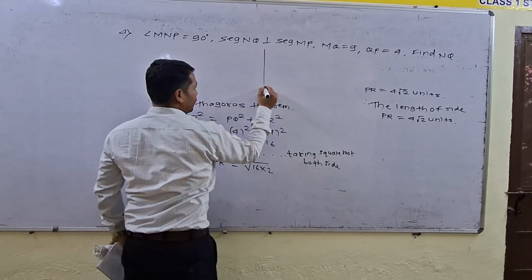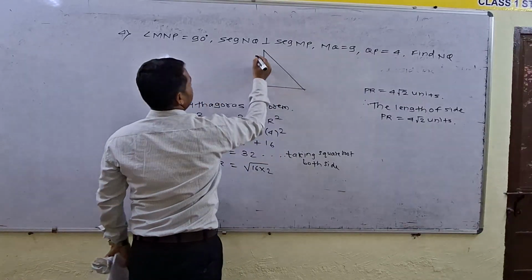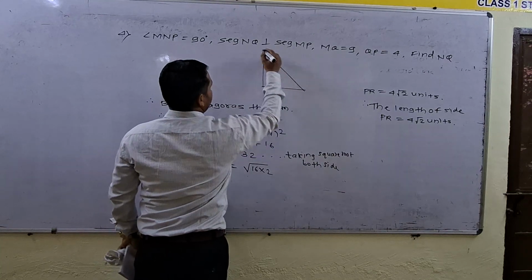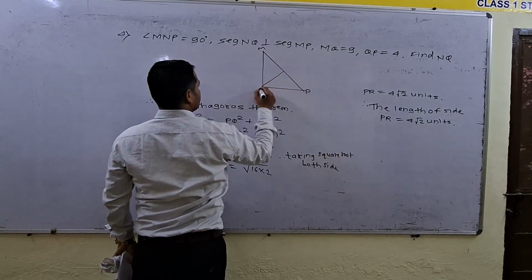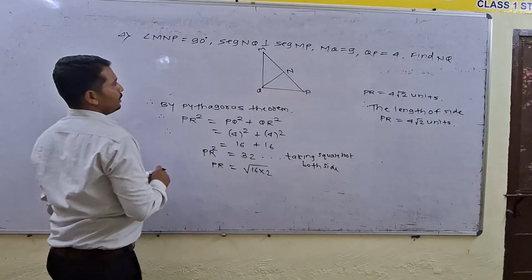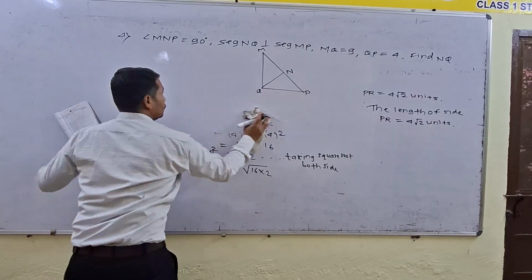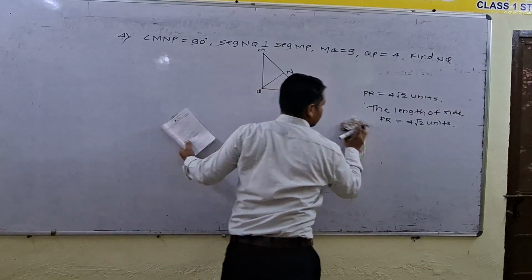First, we try to draw a diagram. The name of the triangle is MNP, and QN is perpendicular to MP. So there is MP, there is QN, and QN is perpendicular to MP. Next, which angle? Look at the board.